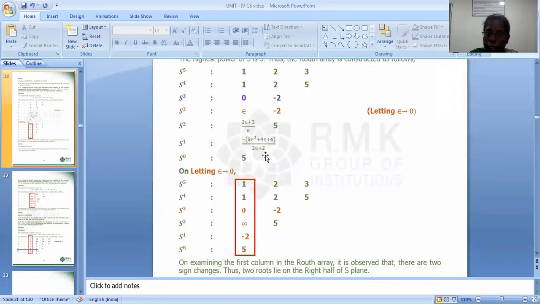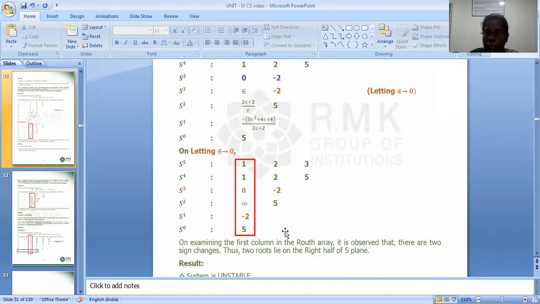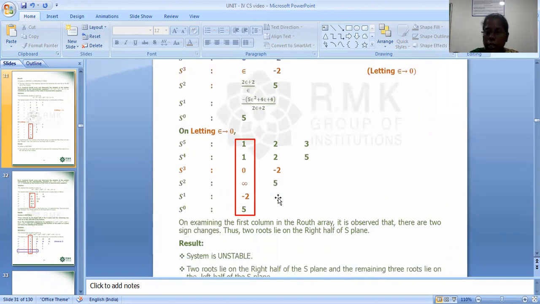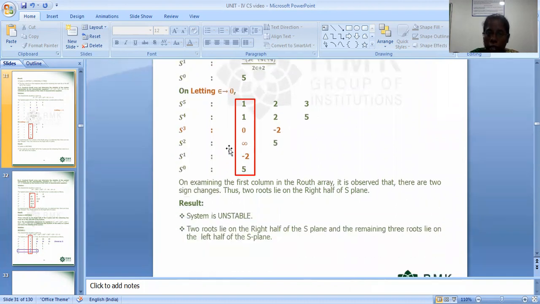After completing the array, we have to rewrite the array. When you rewrite, wherever you have del, you replace the del by 0. Right? So this is the third category. Again, after completing the array, we have to check whether there is any sign change. Here you can see that from positive to negative, one sign change is there.